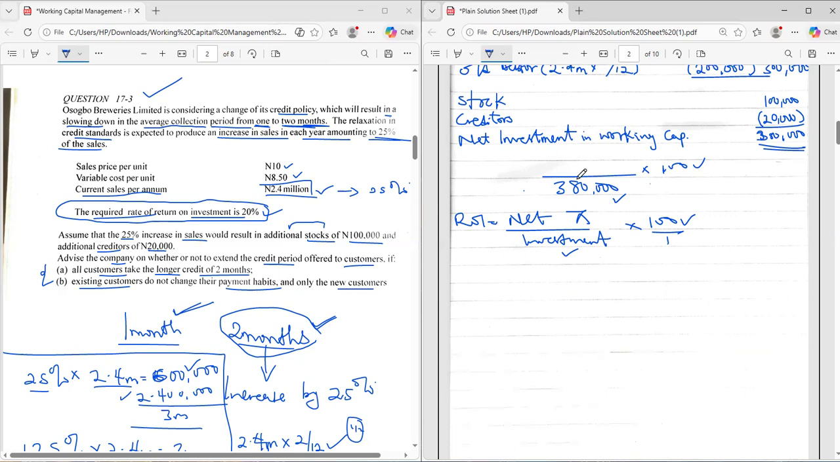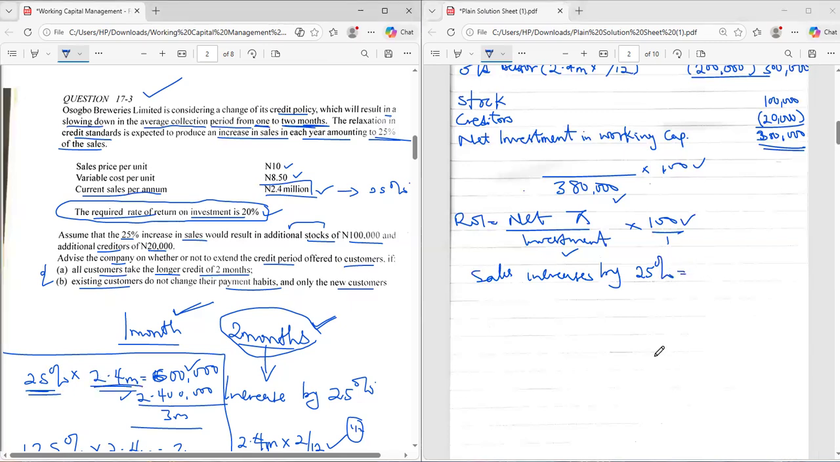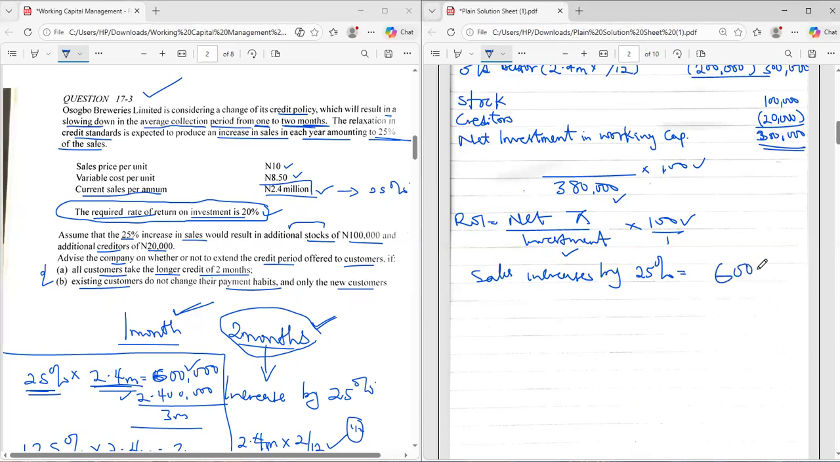So for us to get our net profit or gross profit or any profit here, what we are going to do is to say, okay, if sales increases by 25%, what is the increment? We have done it before. 25% of the 2.4 million, we got 600,000. It therefore means that inside the 600,000, the profit inside is also 25%. It's also how many percent?